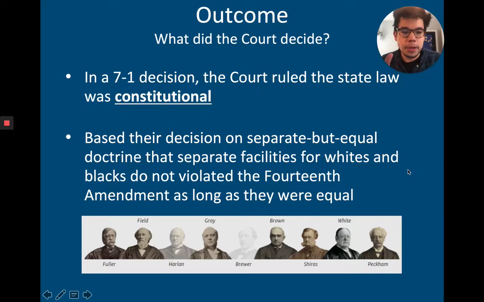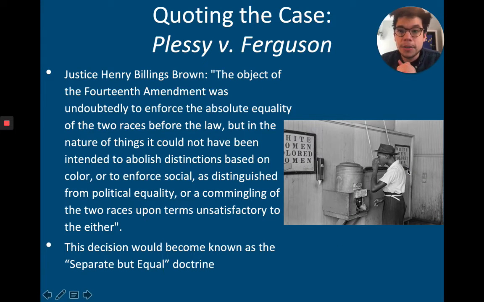Let me go forward. There we go. So the Supreme Court justice here even says the object of the 14th Amendment was undoubtedly to enforce the absolute equality of the two races before the law. But in the nature of things, it could not have been intended to abolish distinctions based on color, or to enforce social as distinguished from political equality.